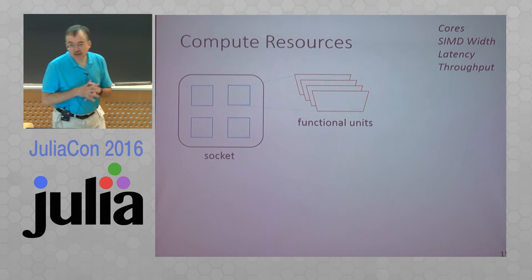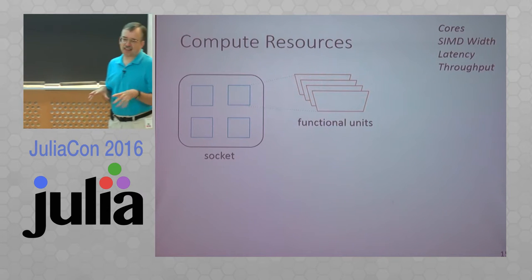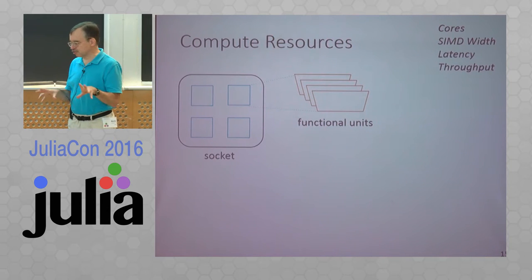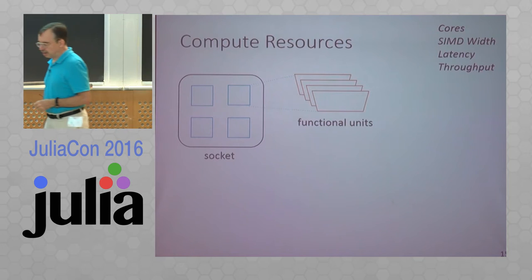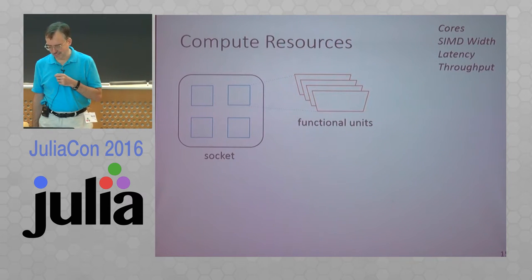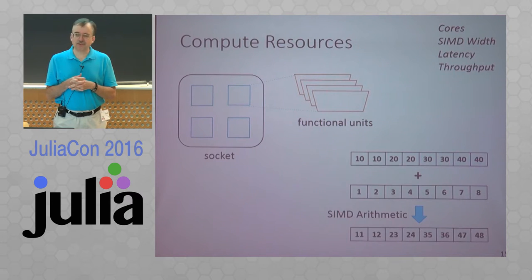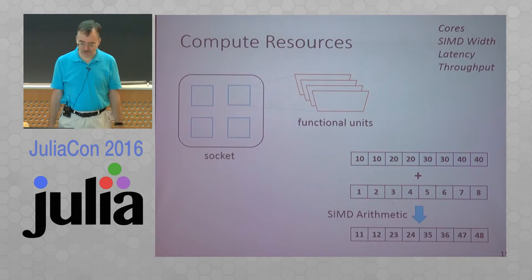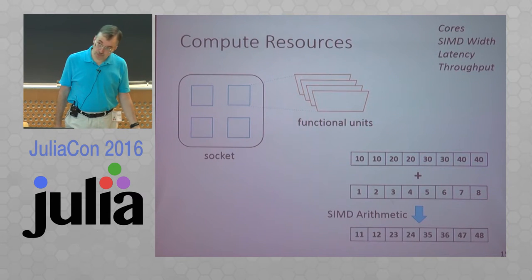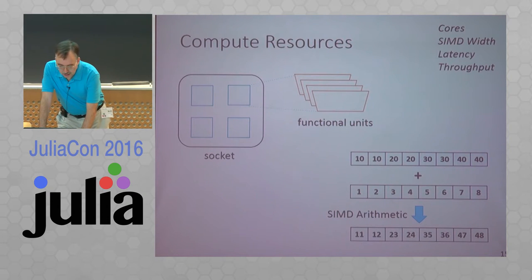So on the compute side, a typical machine has a bunch of sockets. Well, a laptop is just going to be one socket. Each socket has a chip in it, and each chip has some functional units, typically about 8 these days. Different functional units do different things, like integer adds, integer multiplies, floating point multiplies, floating point adds, shifts. And they can all run concurrently.